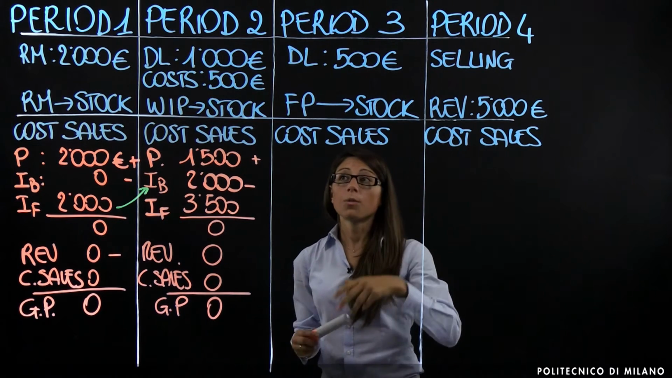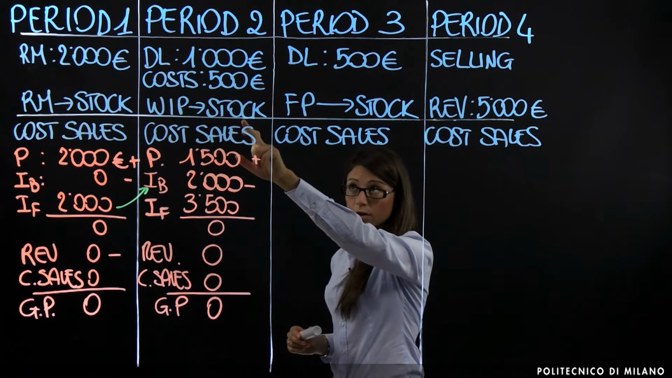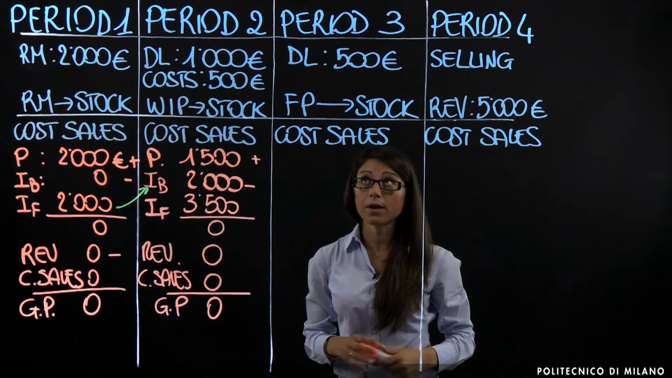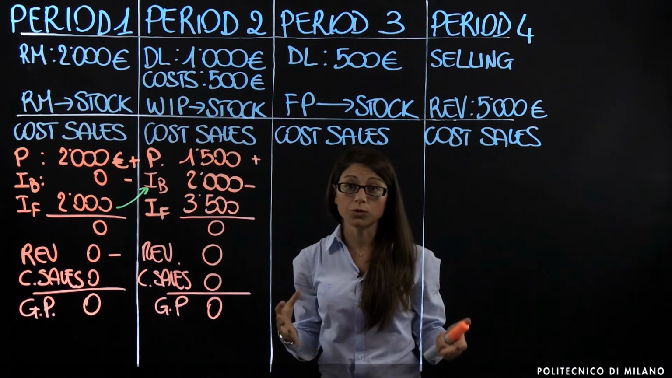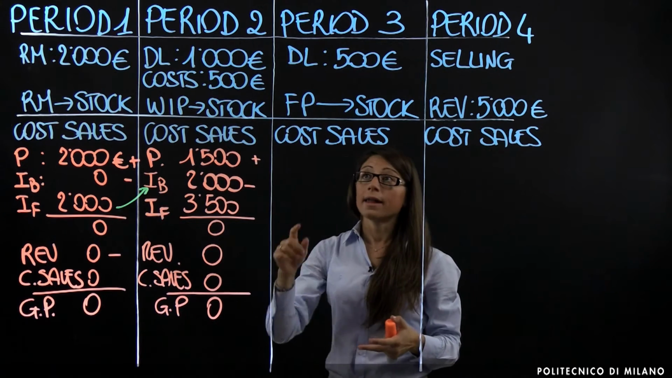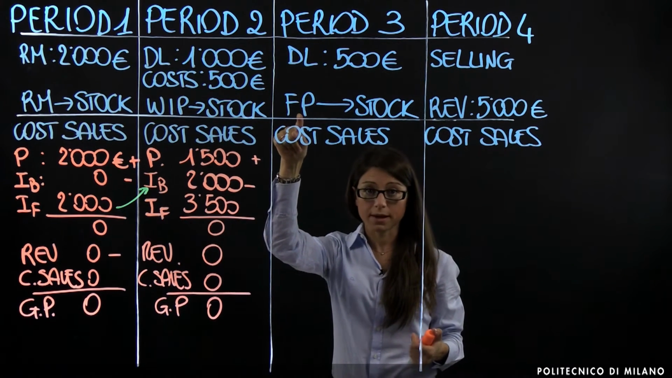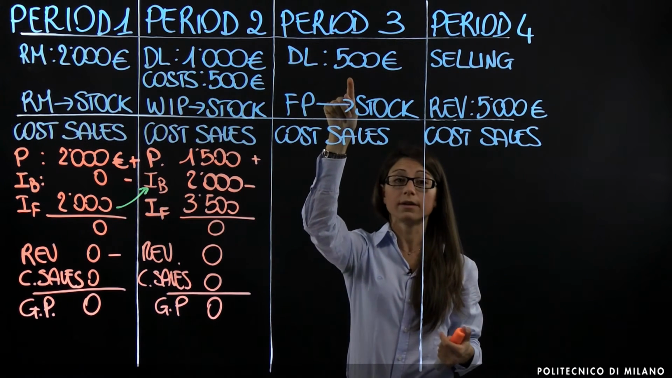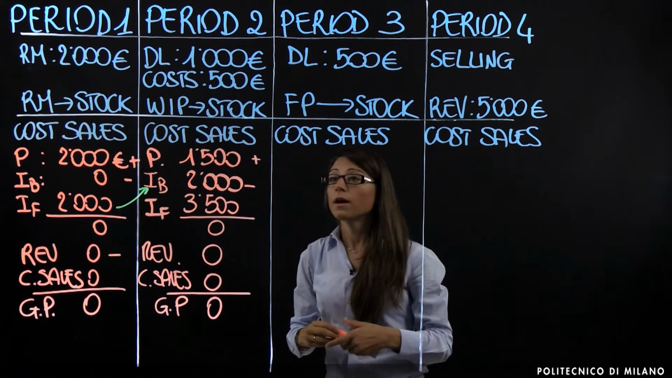In period 3, the company decides to use the work in progress that is in stock. Moreover, the company employs 500 euros of direct labor, and both the work in progress and the direct labor are absorbed during the period for the production, and the final result is represented by finished products. So finally, the bags are realized by the company, but these bags are put in the stock at the end of period 3. And again, we do not have any selling of product.